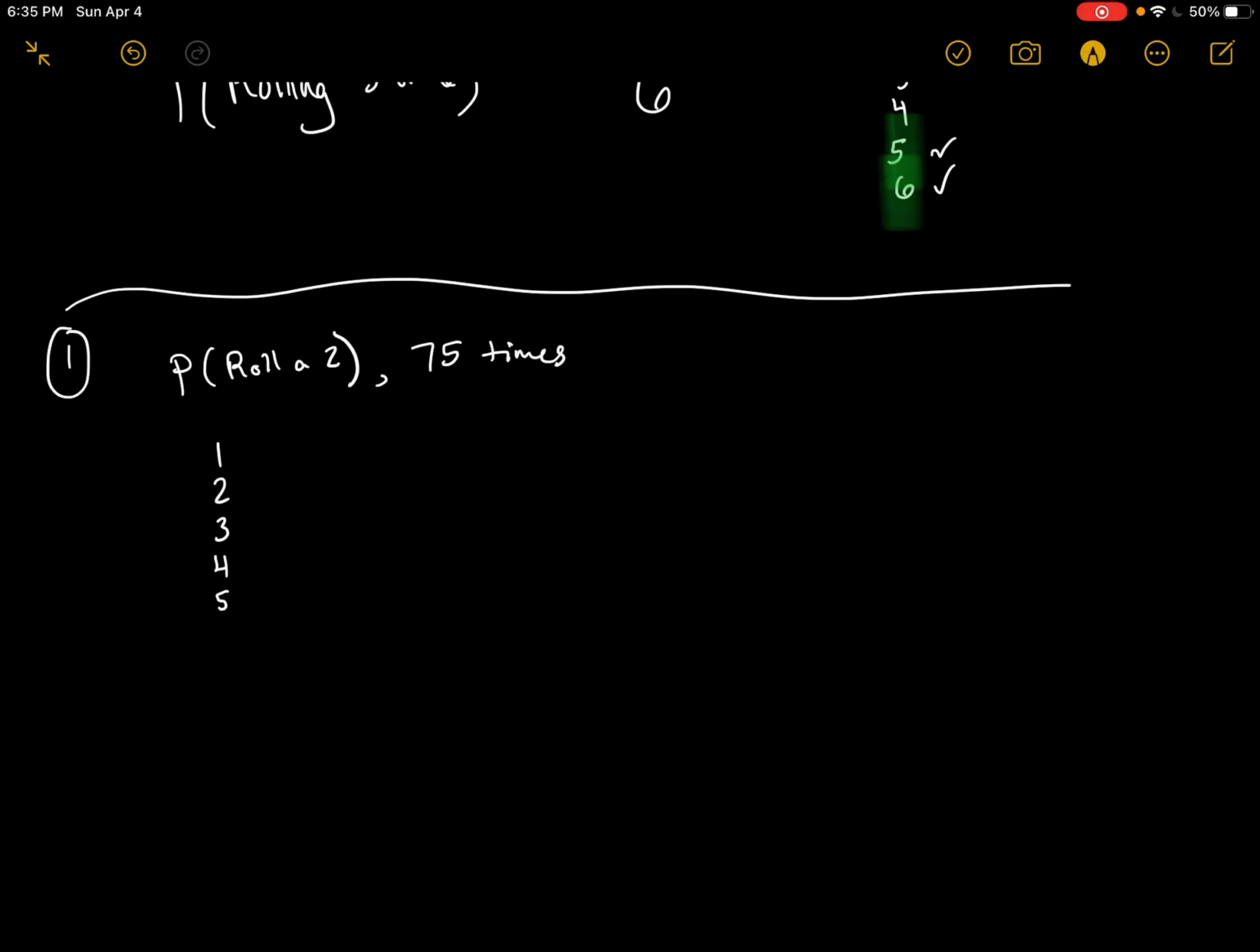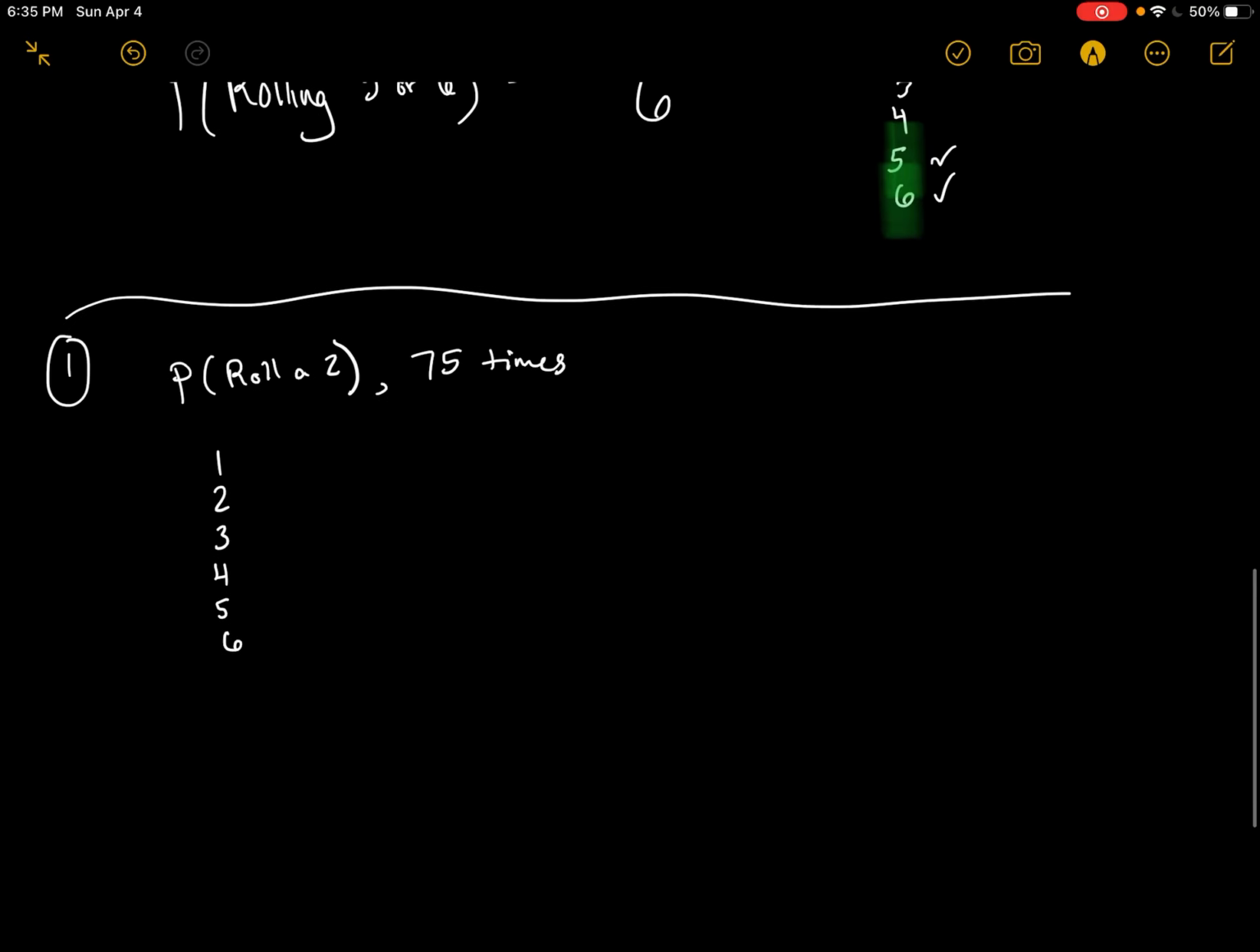So let's go through the work for this. So first, list out our sample space. Don't forget that 4 is a number. It's an important one there. So 6 total outcomes. We're just looking for a 2. So that is a single outcome. So it's not 2 over 6. It's one outcome. 1 over 6. So that is a probability that we roll a 2. And we're doing this 75 times.